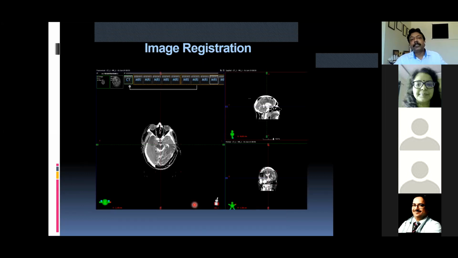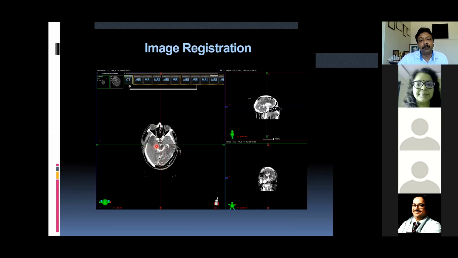This is the image registration in our treatment planning system. You can see this part is the CT images, and we have created a block, and this is the MRI image. This portion can be moved from anywhere, and it helps to delineate the target volume very effectively.